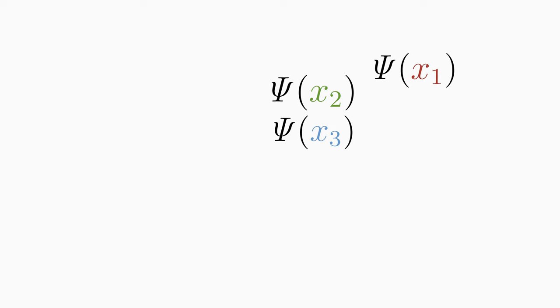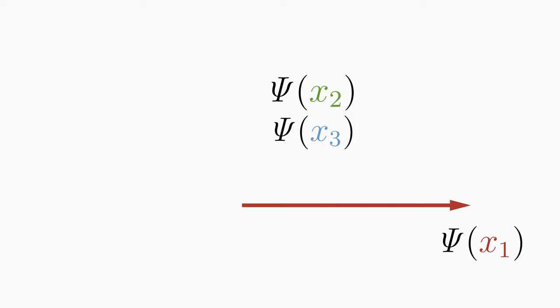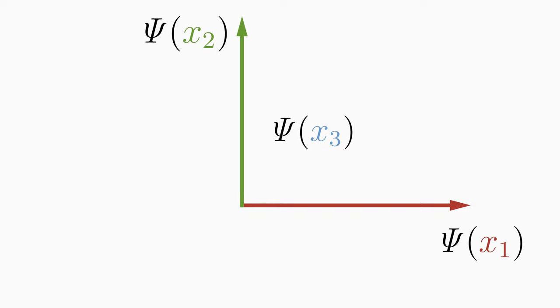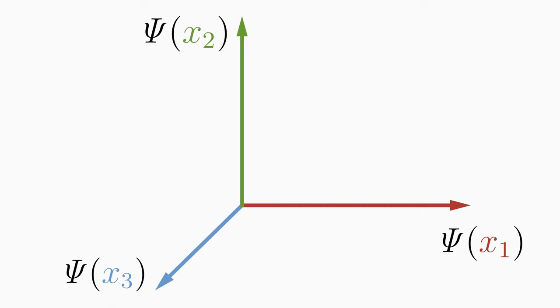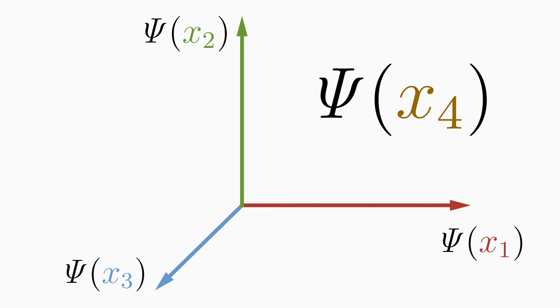The first component, psi of x1, forms the first coordinate axis. The second component, psi of x2, the second axis. And the third component, psi of x3, the third axis. We'll stick with just three components because I can't draw a four-dimensional coordinate system. Each component is assigned a coordinate axis. In this way, the three components span a three-dimensional space. As soon as we consider an additional function value psi of x4, the space becomes four-dimensional, and so on.